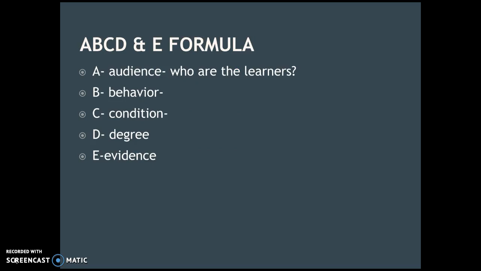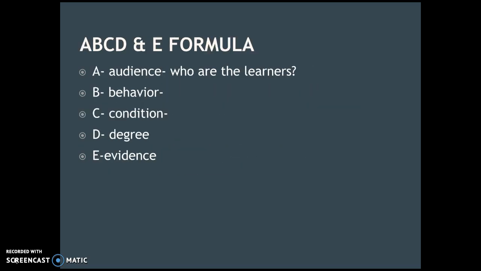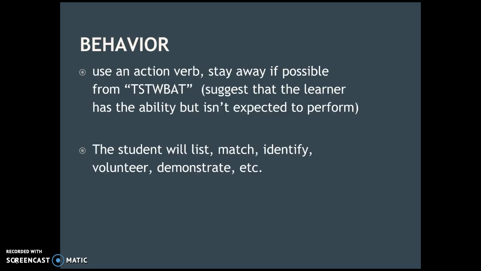We're going to look at the A, B, C, D, and E formula. First, we talk about the audience. Who are the learners? B, what is the behavior? C, the condition. D, the degree. And E, the evidence. How are we going to know that they learned what we wanted them to learn?